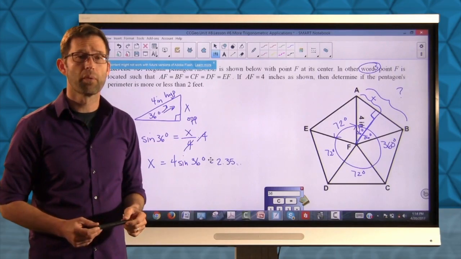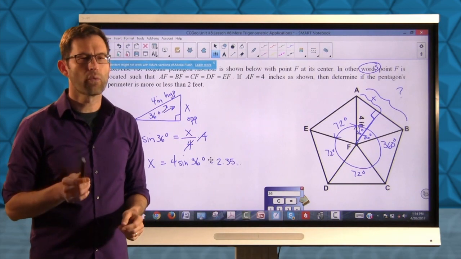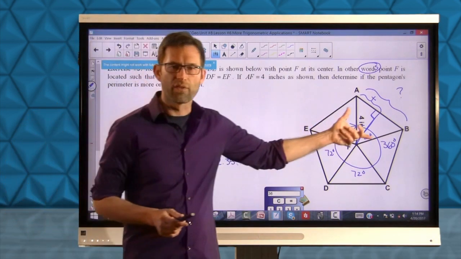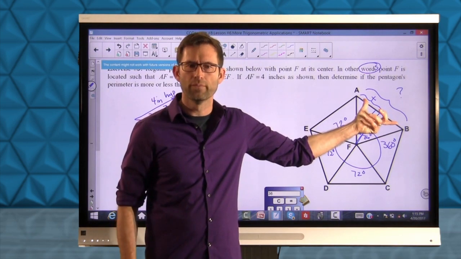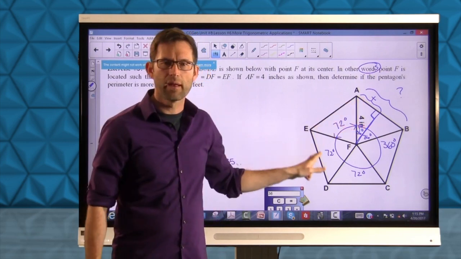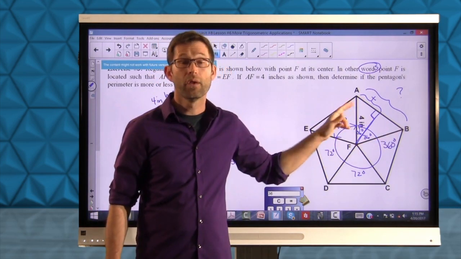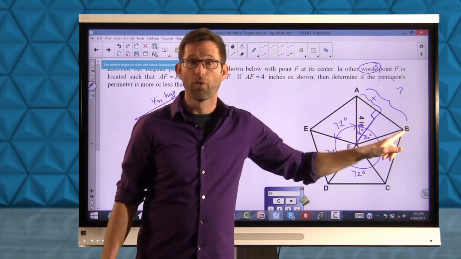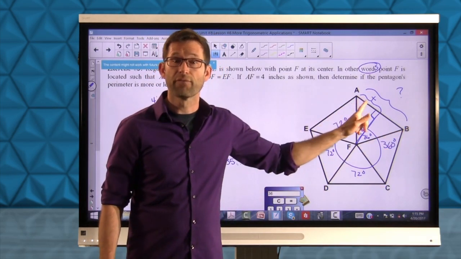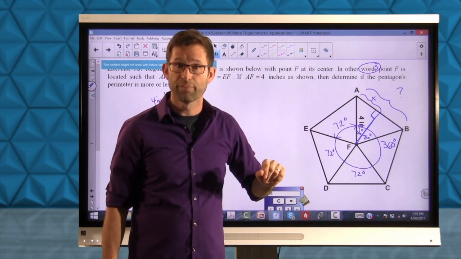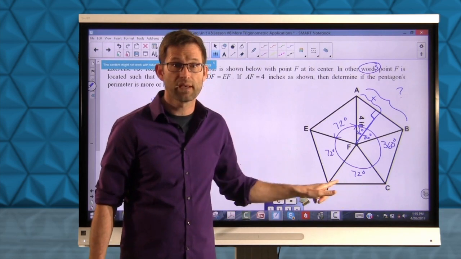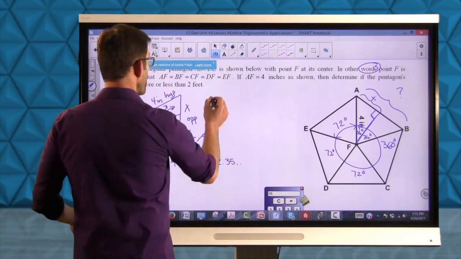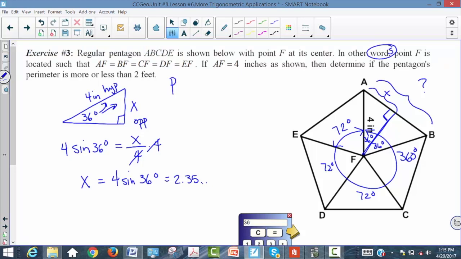It seems like maybe I should multiply it by 5, but that's not quite right. To get a side length of the pentagon, I would actually take that 2.35 and multiply it by 2. But then I would take that answer and multiply it by 5. So effectively, what I really have all the way around this pentagon is not 5 of these x's, but 10 of them. Do you see that? Because I'd have x plus x plus x plus x, etc. So the perimeter is going to be 10 times that.